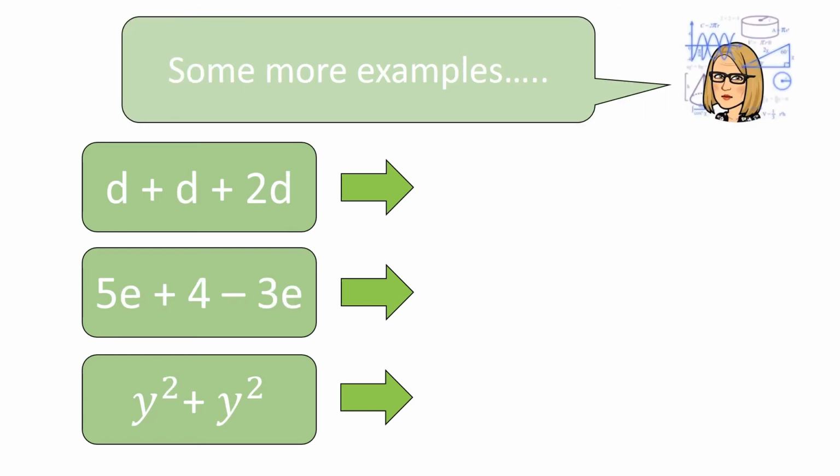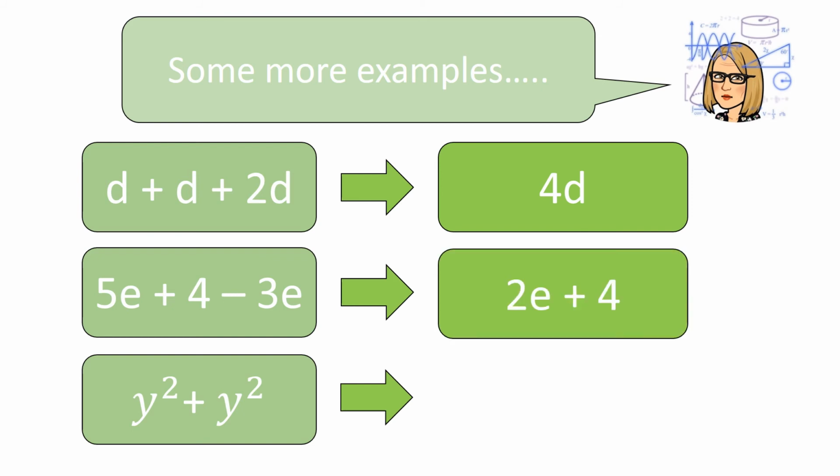Here I've got d plus 2d. Now if you see a letter by itself like that, it means one of them. So 1d plus 1d plus another 2d means altogether I have got 4d. Let's look at the second example. I've got 5e subtract 3e. That gives me 2e plus 4. And the bottom one, I've got y squared plus y squared, which means I've got 2y squared, and that's how we write it, 2y squared.